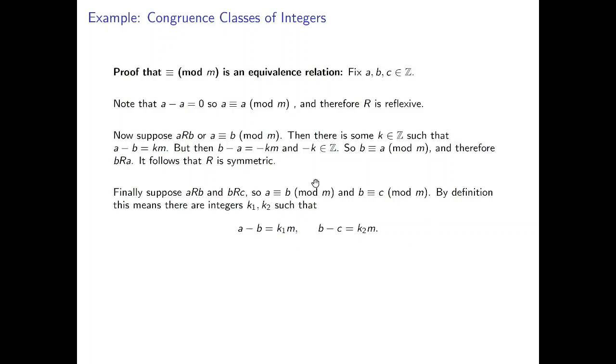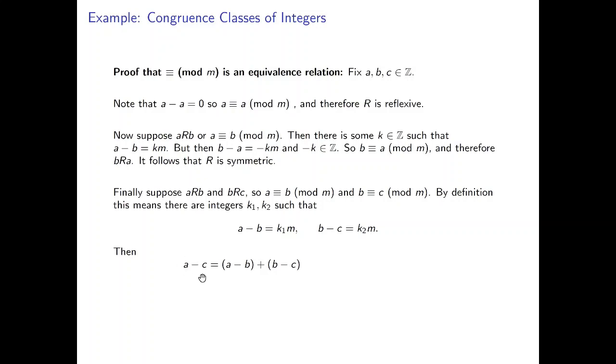So our assumptions imply these two equations, right? And so what do we want to do? Well, we want to show that A is related to C. So we want to show that if I look at A minus C, then that's an integer multiple of M. And so, again, there's only really one thing we can do given this information, right?